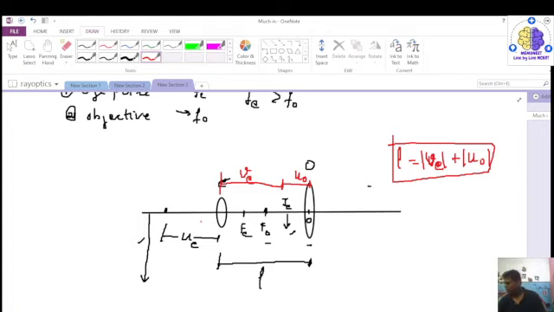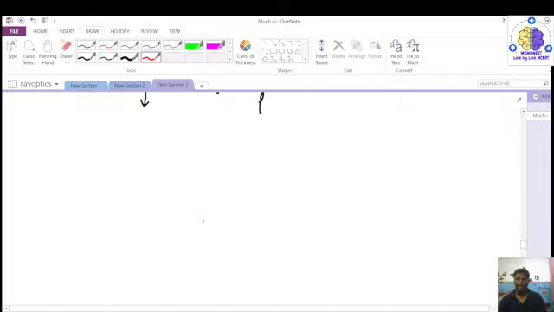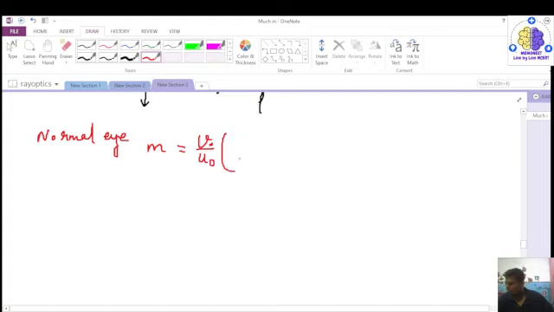Now this compound microscope can also be used in two modes, that is for a normal eye and for a relaxed eye. So for normal eye, the magnifying power is given as VO upon UO into 1 plus D upon FE, right?